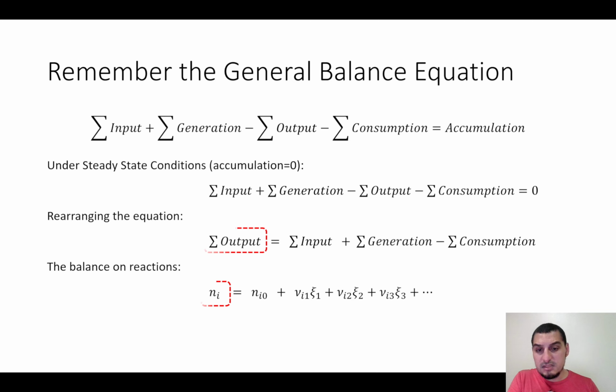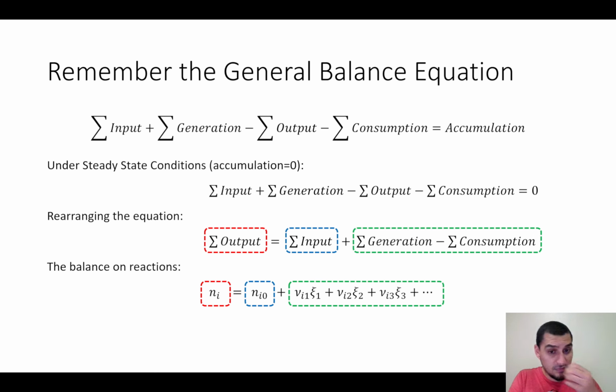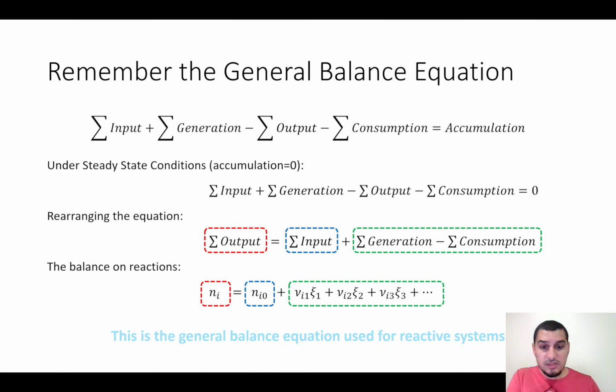So the output is this, the input is this, and the generation and consumption are expressed by the terms of the extent of reactions multiplied by the coefficient. So this is one of the two methods that we are going to use to do the mass balance: the general balance equation for reactive systems. It's going to be the same as before for non-reactive systems, with the difference of this term. And if you have no reactions, so the coefficients are all zeros and the extents are zeros, then the equation will go back to the previous shape, that the inlet equals the output, or in equals out. So it's the same thing.